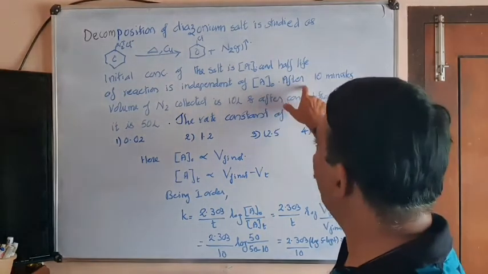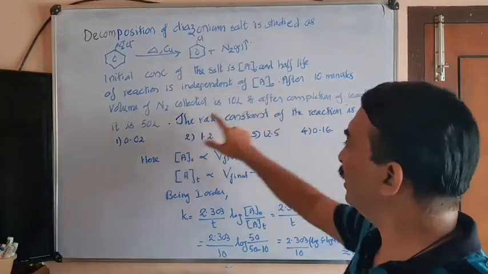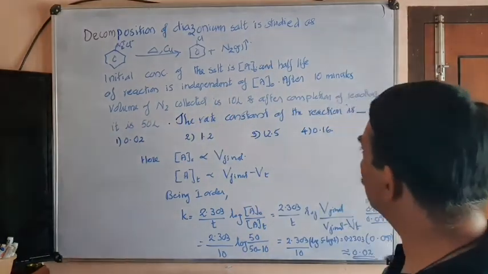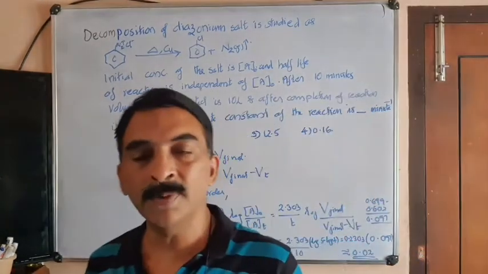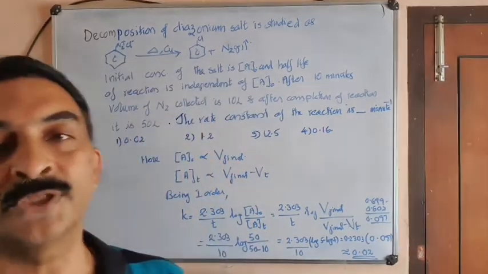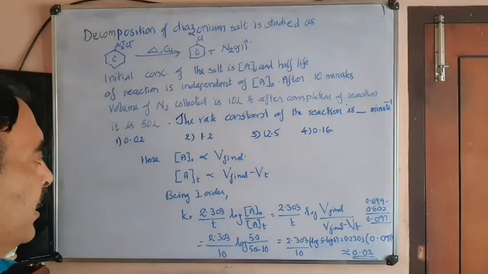Okay, after 10 minutes, volume of nitrogen collected is 10 liter, and after completion of the reaction, it is 50 liter. The rate constant of the reaction is dash per minute. Again, the rate constant unit is per minute, again confirming that it is a first order reaction. Okay, hope you understood.